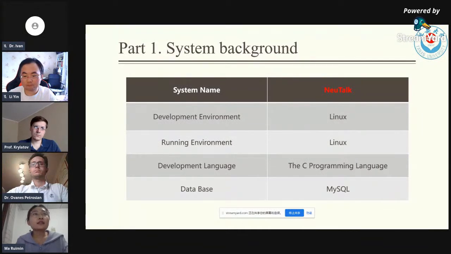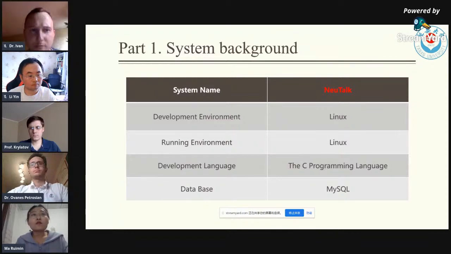The first part is system background. This system is called MuTalk, which is based on C language. Both the development environment and the running environment are Linux. MySQLite is used for database storage.